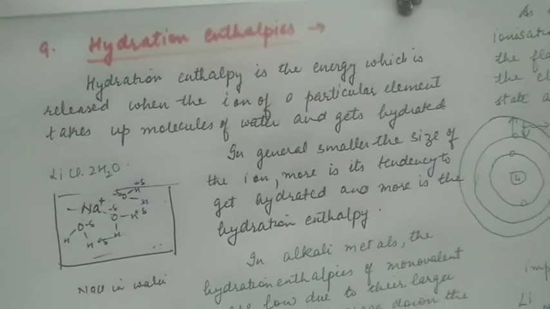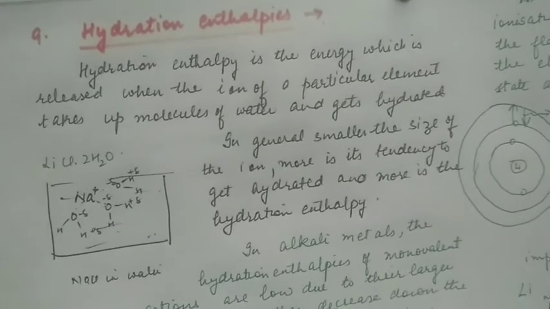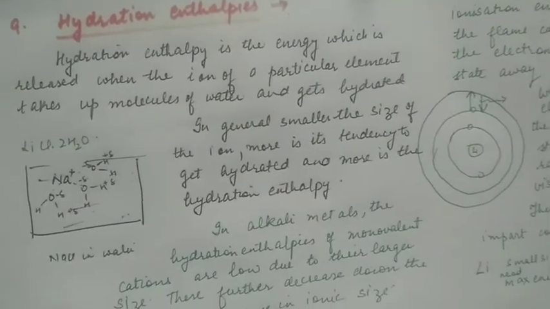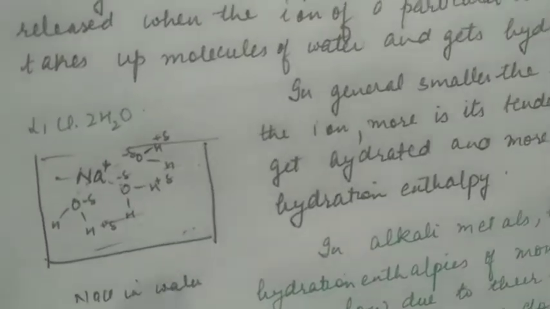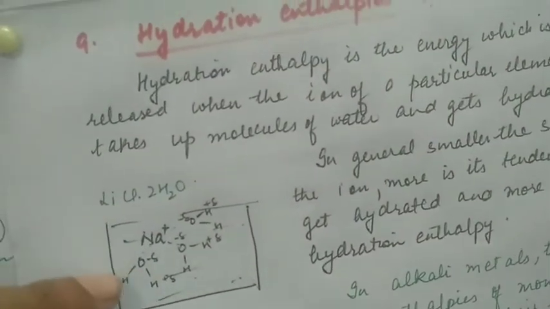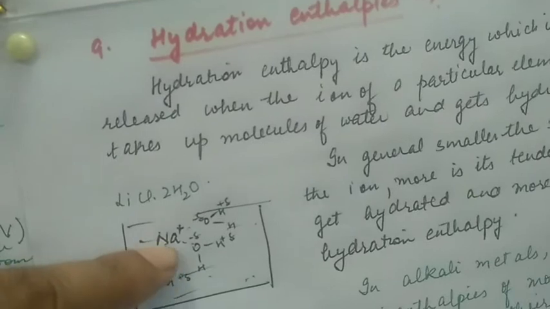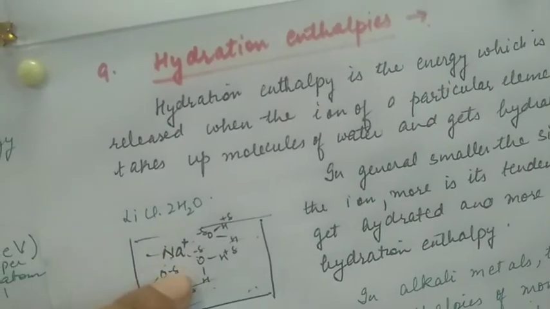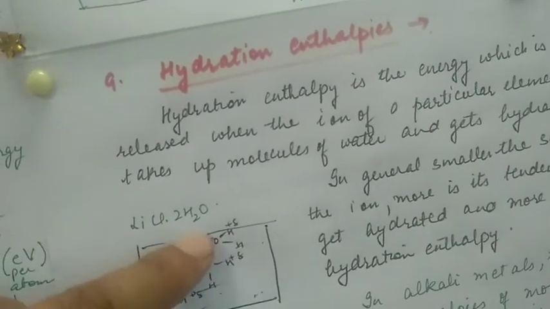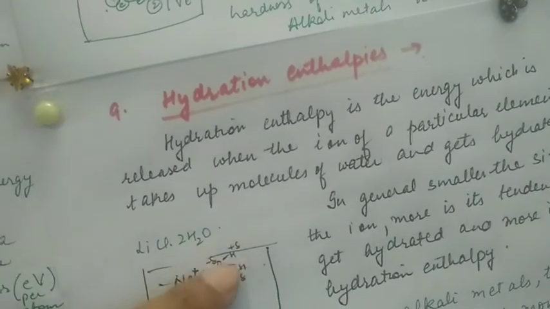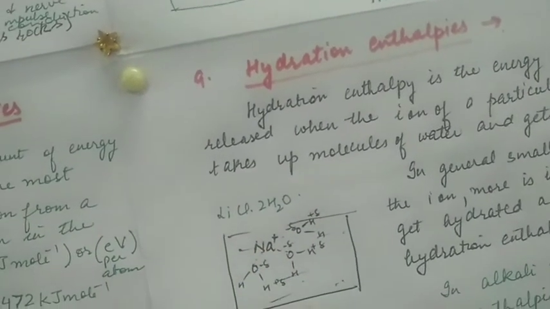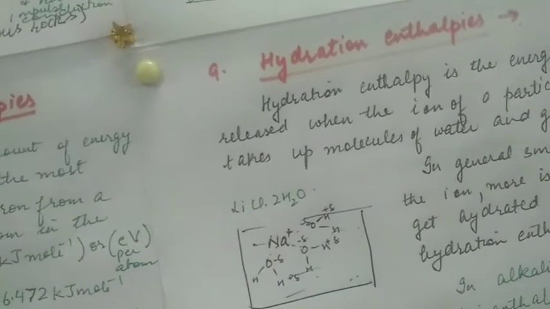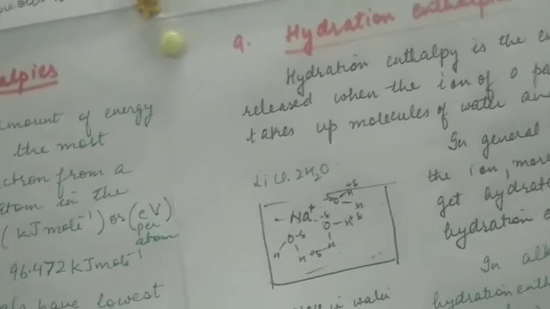Hydration enthalpy. Hydration enthalpy is the energy which is released when the ion of a particular element takes up molecules of water and gets hydrated. This is a positively charged sodium ion, and the negatively charged part of water molecule, which is polar in nature, will attract this positively charged ion. This will surround. The force of attraction result in release of energy. This energy that is released is called hydration energy.